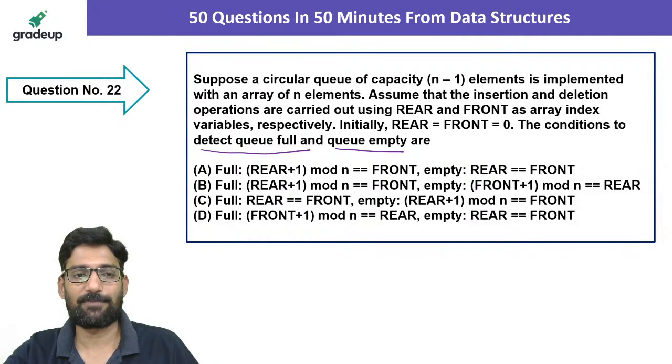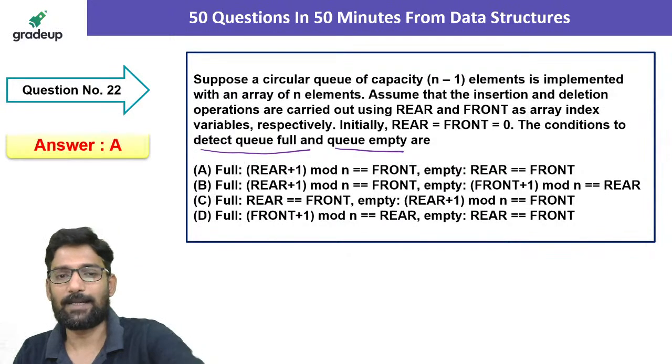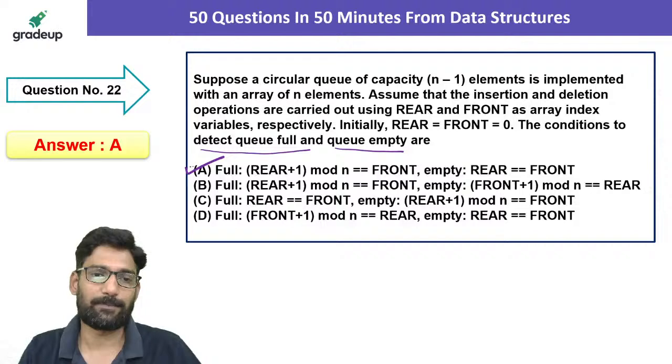What is the answer for question number 22? B. Okay. What about others? Ankita says option A. Okay. The right answer is option A.